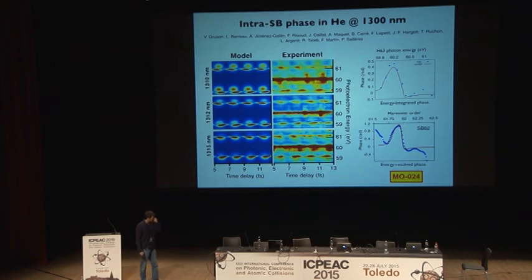Now, finally, let me tell you about two recent experiments. So we used the model to reproduce the RABBIT trace for helium at 1,300 nanometers, to reproduce the experimental conditions realized in the laboratory of Pascal Salières. So this would be the harmonic resonant with the sp2+ doubly excited state again.